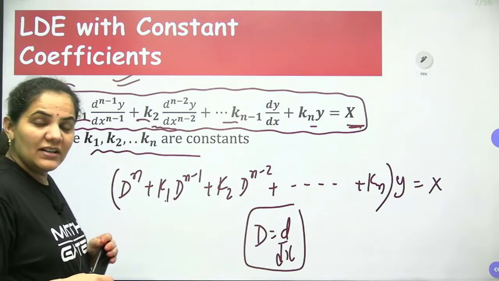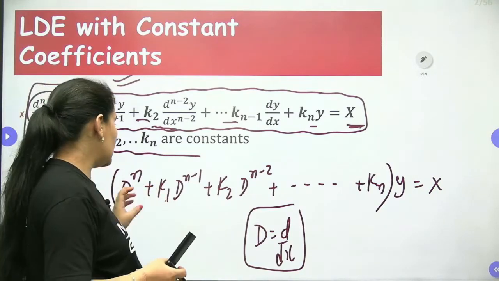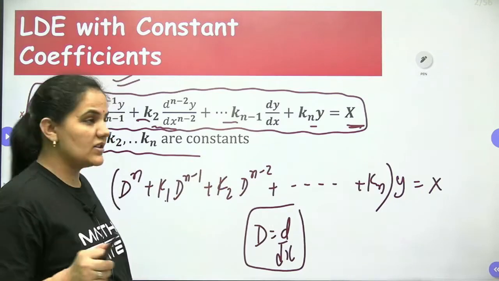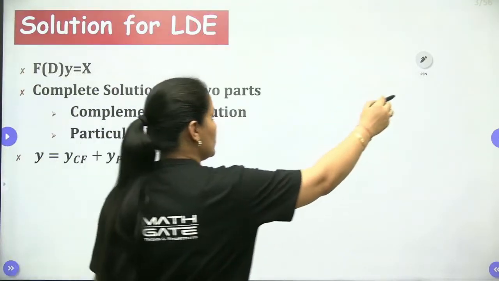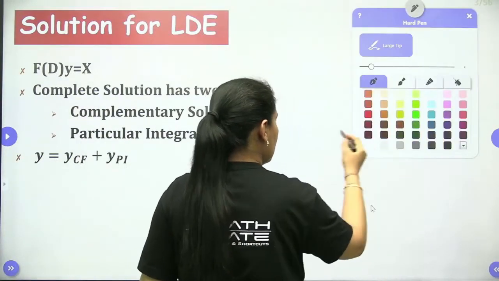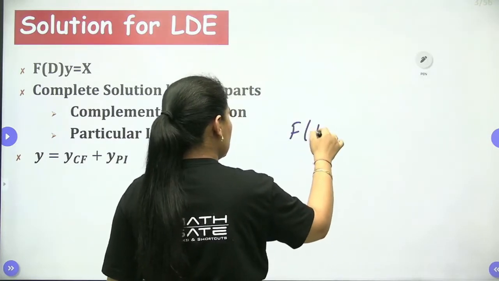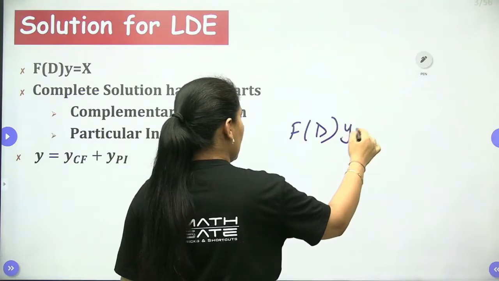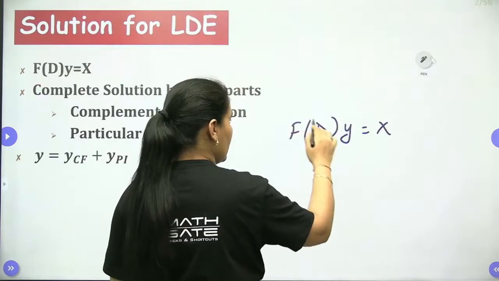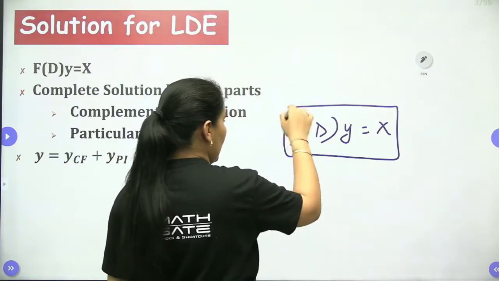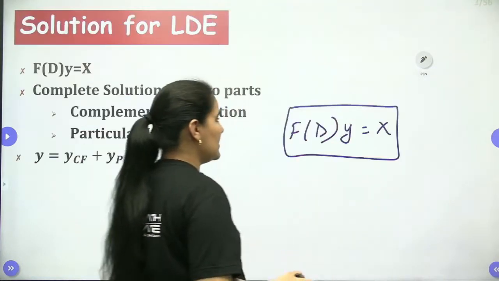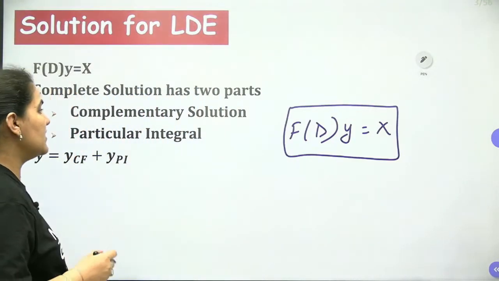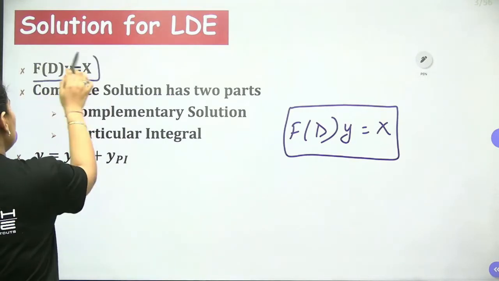Why am I saying it is a function of D? Because here each and every term has the capital D only. That's why it is a function of D. So you can conclude that it is nothing but f(D) y is equal to x. On the right hand side we have x, right? So we can say it is nothing but f(D) into y is equal to x, dear students. So this is the differential equation.